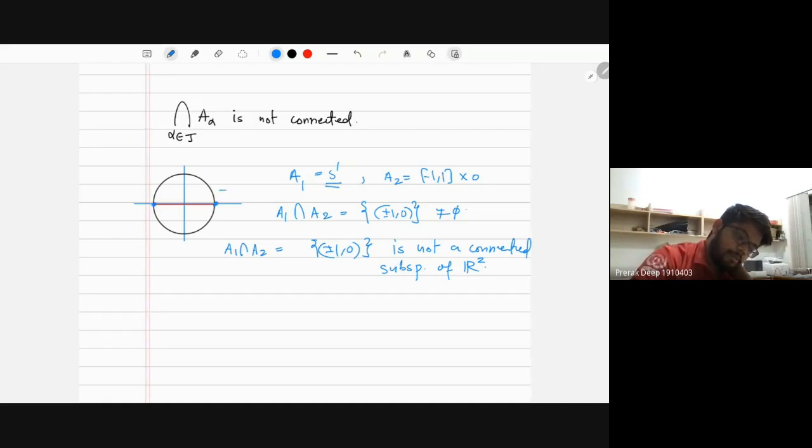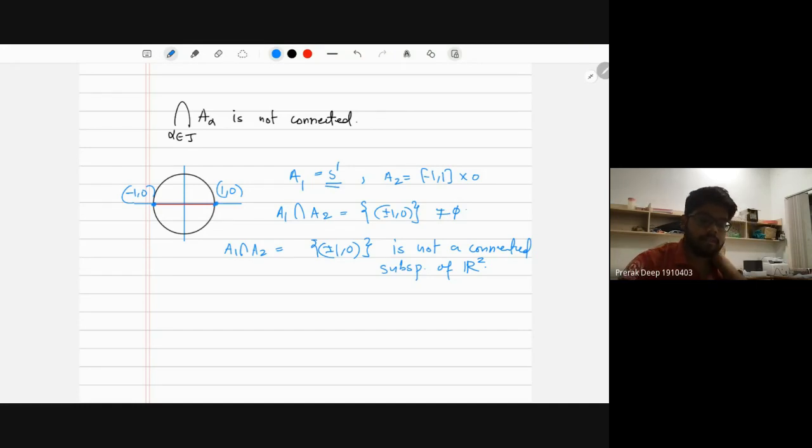Now, what is this point? This point is 1 comma 0. How do you write a point in R2? 1 comma 0. It is not an interval. Yes, sir. Sorry, sir. Similarly, this is another point, minus 1 comma 0. So these are 2 points. The intersection consists of 2 points. Now my question is why this 2 point set is not a connected subspace of R2?